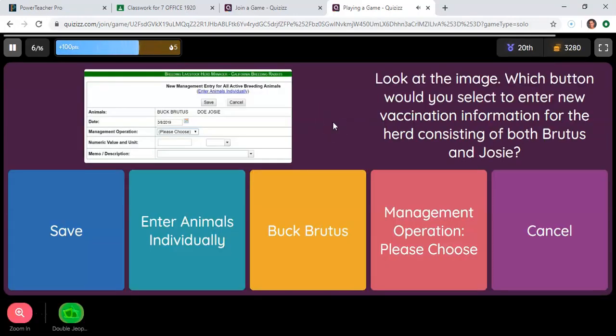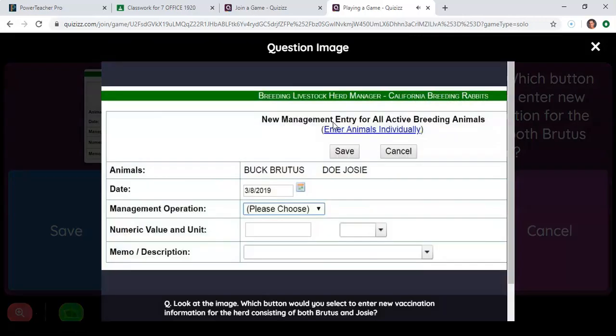Which button would you select to enter new vaccination information for the herd consisting of both Brutus and Josie? Let's take a look at that. Here, if it's for both of them, we would go to management operation, please choose. And then that would affect all the animals that are listed here.